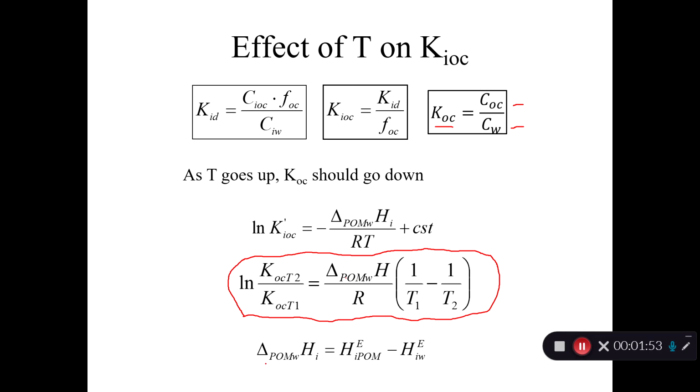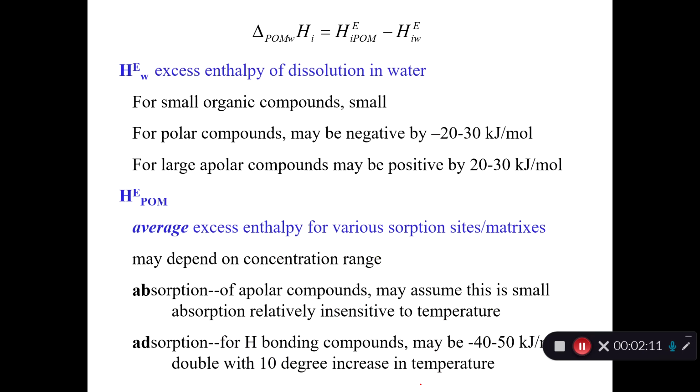And we can also imagine that the value of this delta H POM to water would be equal to the excess enthalpy to dissolve the chemical in the particulate organic matter minus the excess enthalpy to dissolve the chemical in water. So this is quite similar to what we saw with KOW. So what are the values of these three things? Well, we already know that for most organic chemicals, this HEW term is pretty small. For very polar and very hydrogen bonding compounds, sometimes this is even negative by 20 or 30 kilojoules per mole. And for very large nonpolar compounds like PCBs and dioxins, this can be positive by 20 or 30 kilojoules per mole.